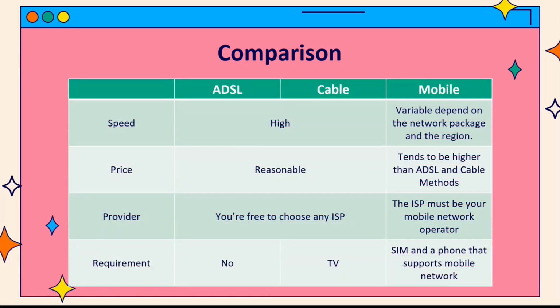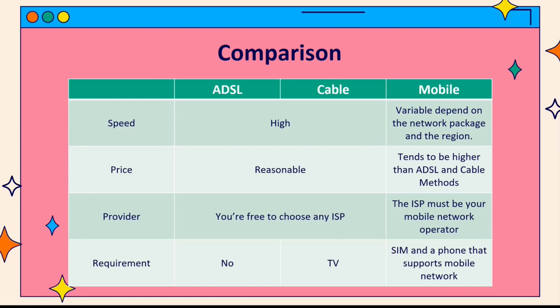Firstly, in terms of speed and price, both ADSL and cable methods work at high speed and also have reasonable prices. On the contrary, the speed of the mobile method is variable depending on the network package and the region. Also, mobile prices tend to be higher than ADSL and cable methods. When it comes to providers of ADSL and cable methods, you are free to choose any internet service providers.